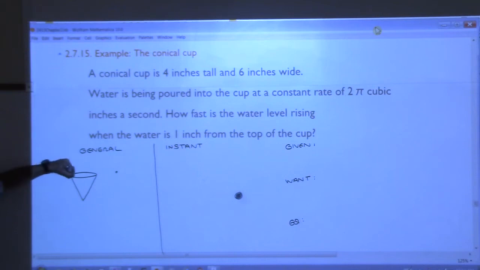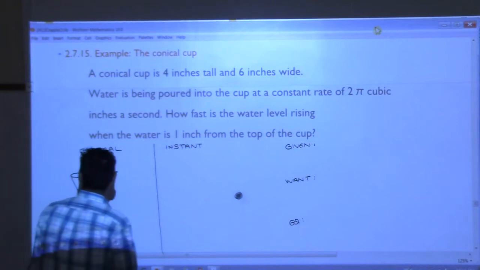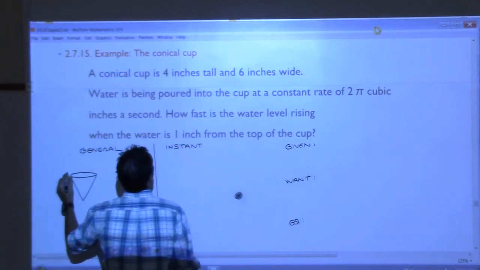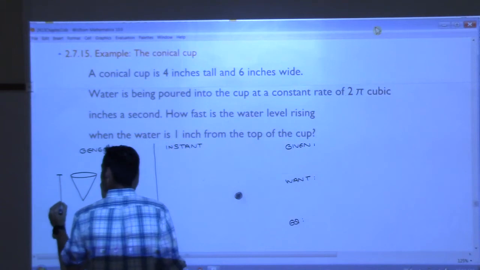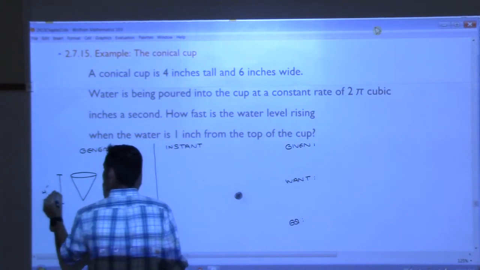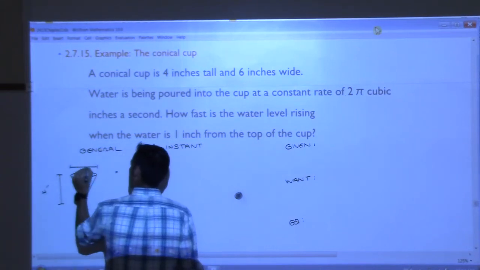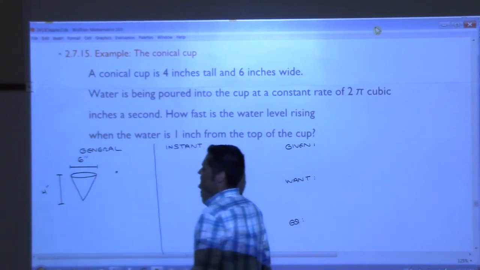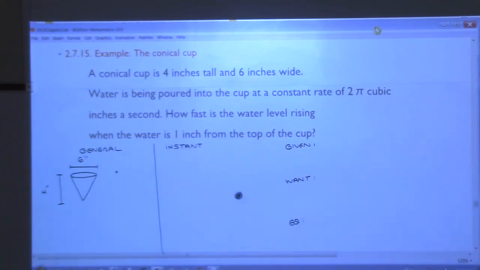All right, so here we go. I can add more to this cone in this general picture, right? It's 4 inches tall, 6 inches wide. So it's not really drawn well here, but 4 inches tall, 6 inches wide. Yeah, not drawn to scale. It's all right. Those aren't going to change, right? And as far as the dimensions of the cone, that's not changing.